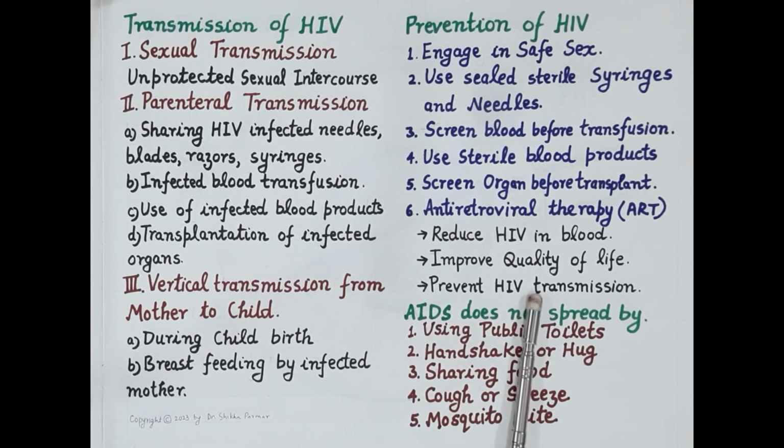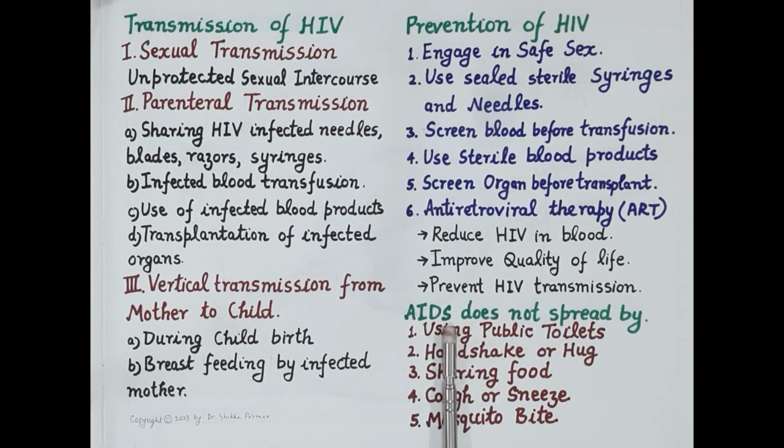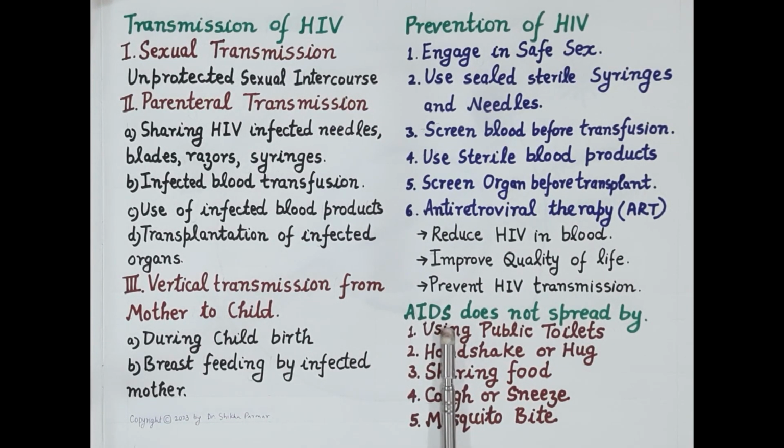Now another very important thing to understand here is this, that AIDS does not spread by using public toilets or by handshake or hug, by sharing food, by cough or sneeze, or by mosquito bite. So this is about the transmission and prevention of HIV. Now let's understand pathogenesis of AIDS. So let's study the life cycle of HIV.